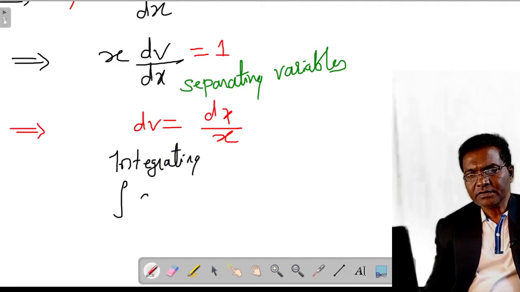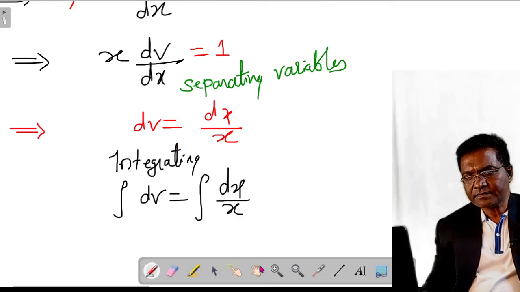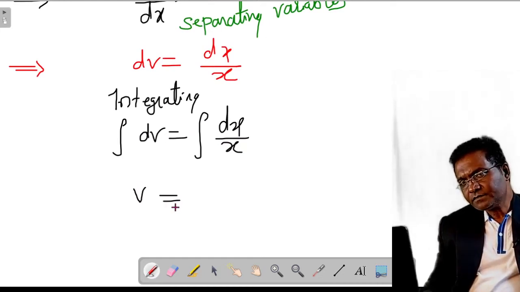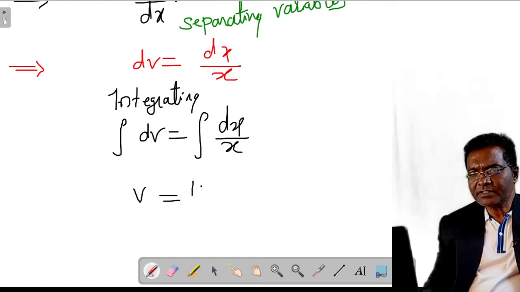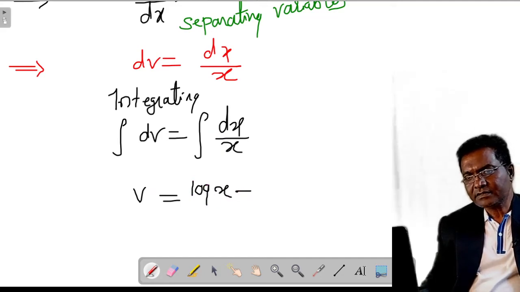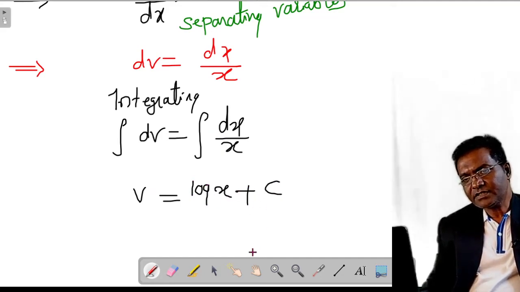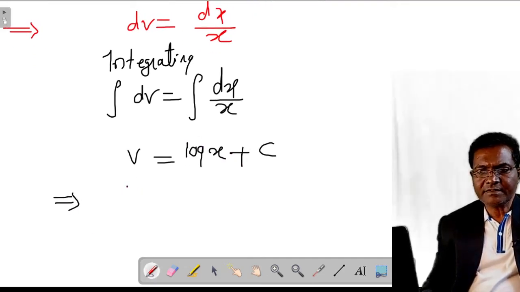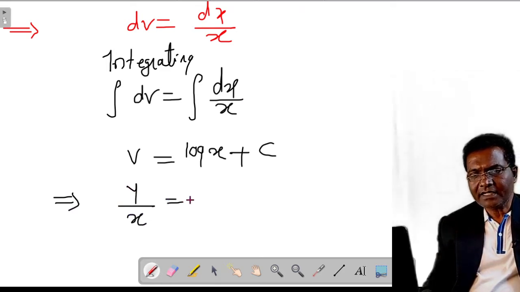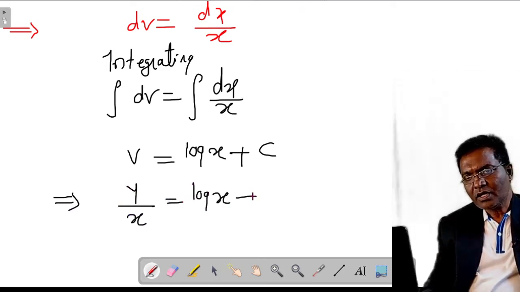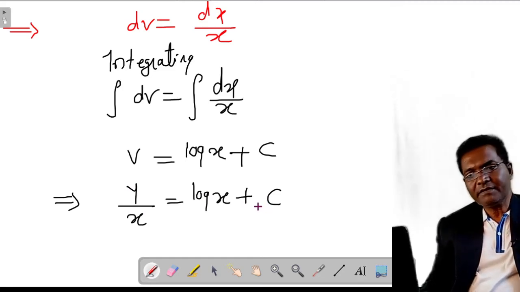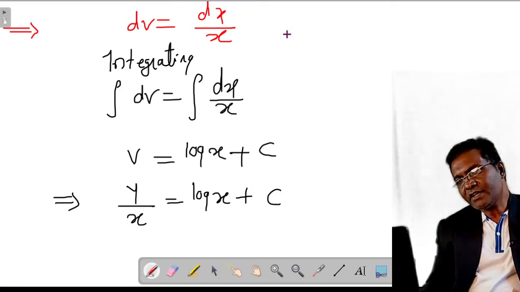Integrating, integration of dv is equal to integration of dx by x. Integration of dv is v. Integration of dx by x is log x plus constant c. Now v you have to replace as y by x, so y by x is equal to log x plus c. So this is the general solution of the given differential equation.